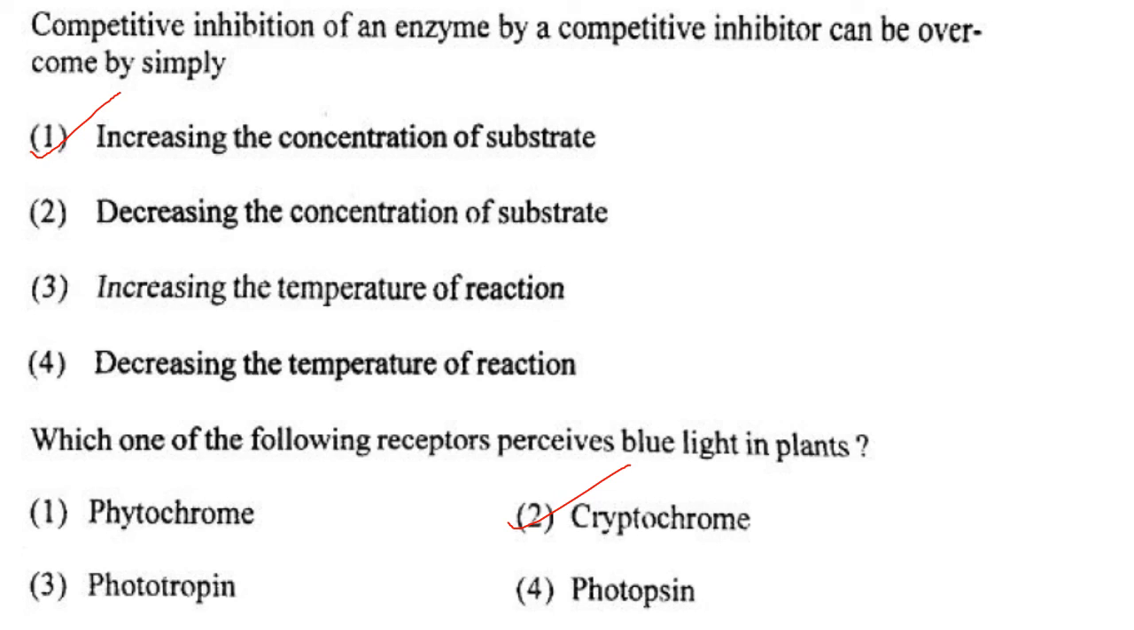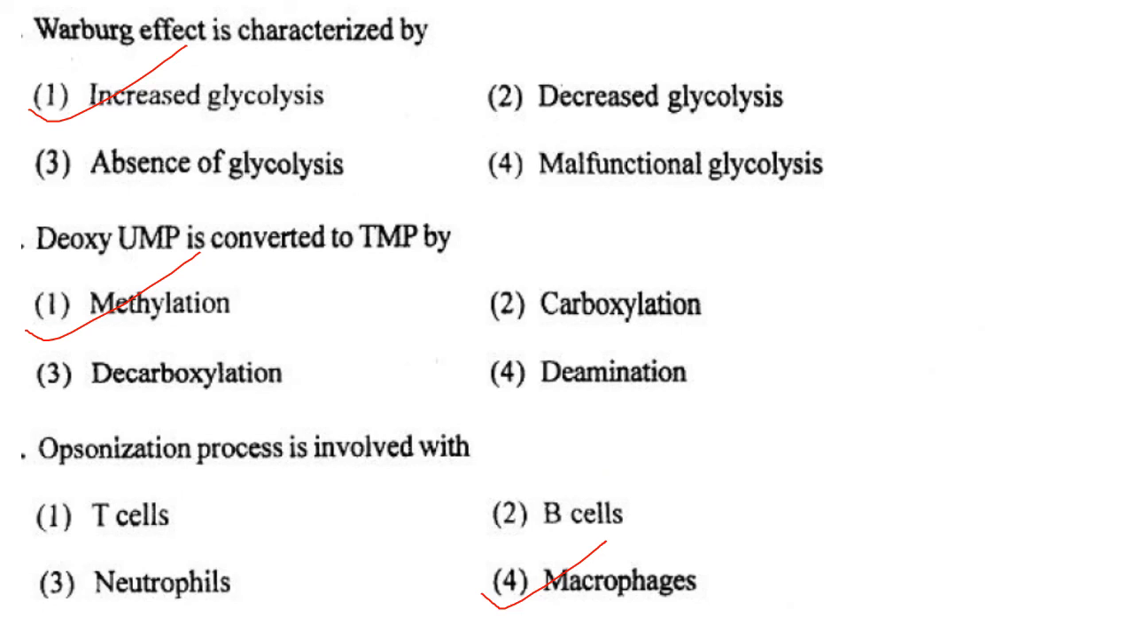Which of the following receptors perceives blue light in plants? Option 1, phytochrome; 2, cryptochrome; 3, phototropin; 4, photopsin. Answer is option 2, cryptochrome.